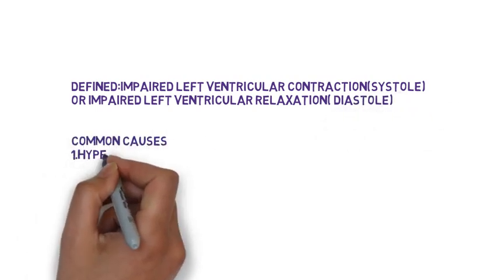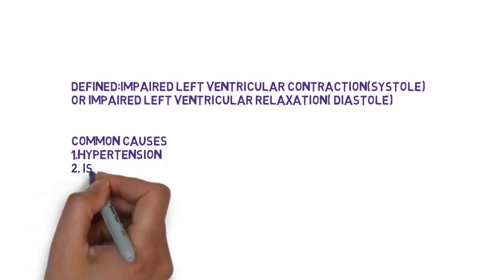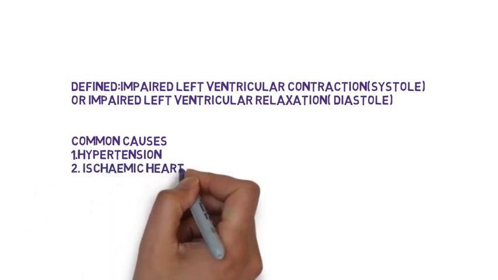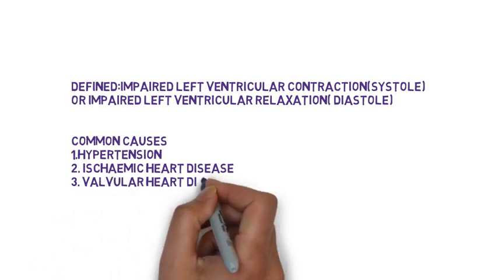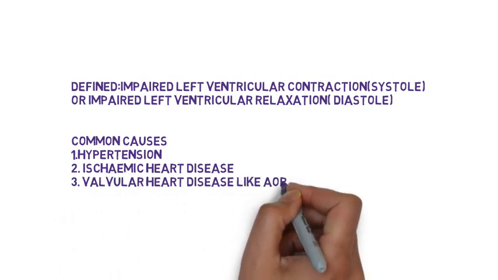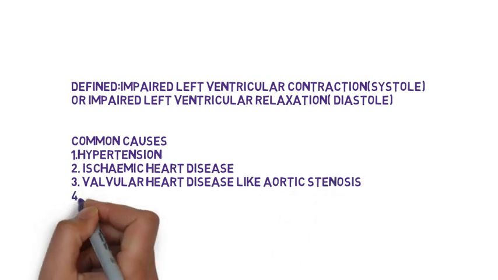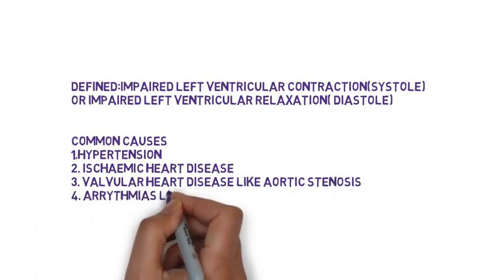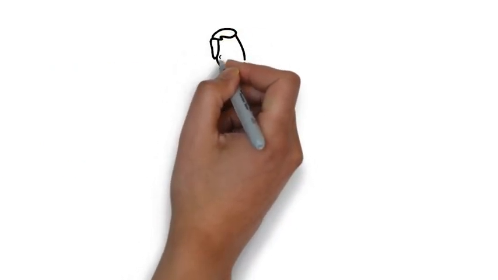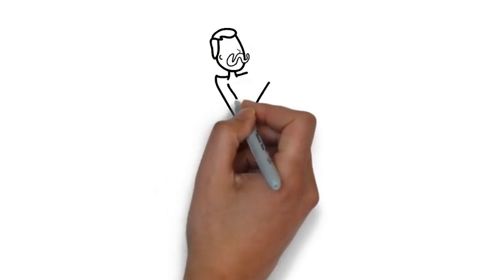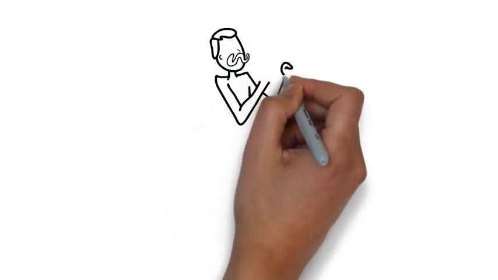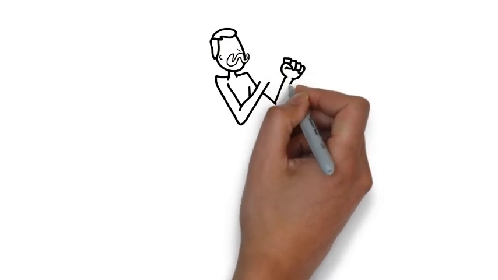There are many causes of heart failure. These include hypertension, ischemic heart disease, valvular heart disease such as aortic stenosis, and arrhythmias like AF. In order to fully understand heart failure, we must delve deeper into the pathophysiology of heart failure.